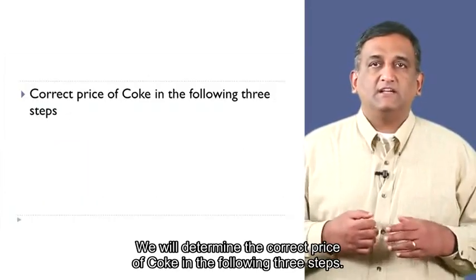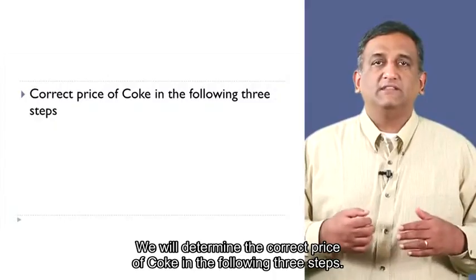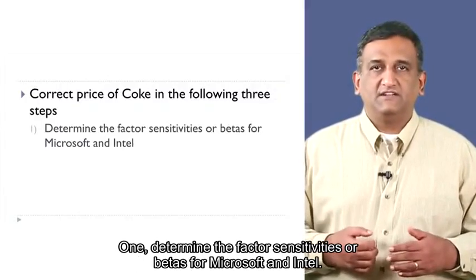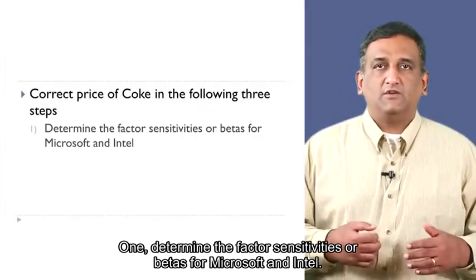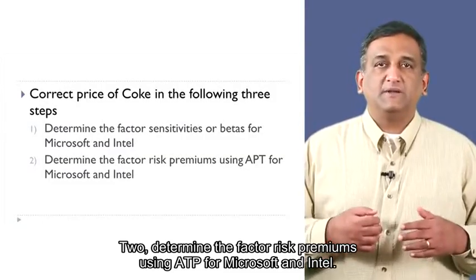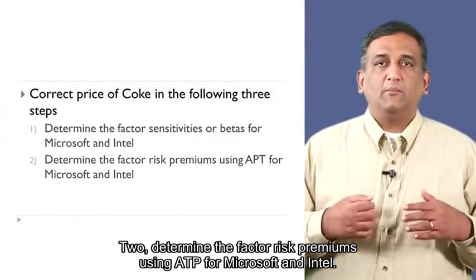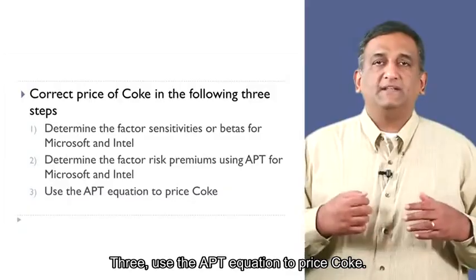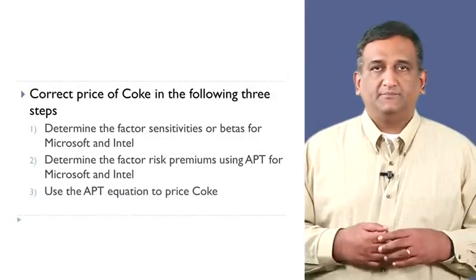We will determine the correct price of Coke in the following 3 steps. 1. Determine the factor sensitivities or betas for Microsoft and Intel. 2. Determine the factor risk premiums using APT for Microsoft and Intel. 3. Use the APT equation to price Coke.